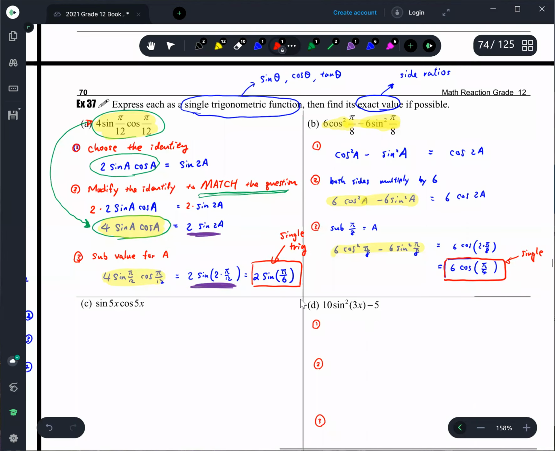So of course, after you get to the single, then you can figure out the ratio, okay? Cosine pi over 4, you can find out it's 1 over root 2, right? And then you multiply with the 6, okay? Simplify. So that part is how you get the exact value.